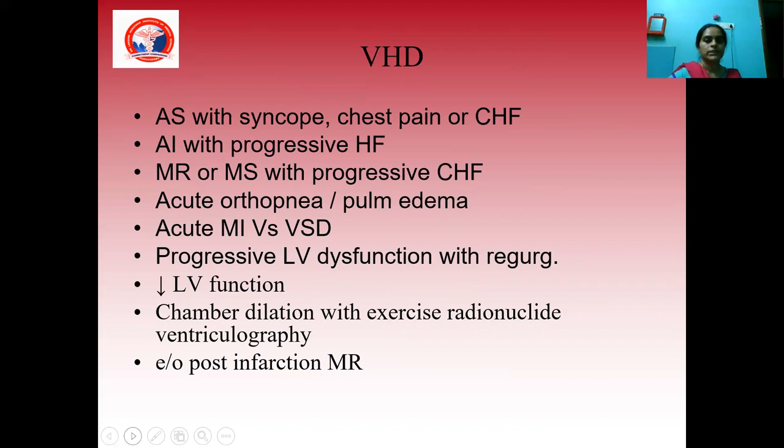Valvular heart disease: aortic stenosis with syncope, chest pain or congestive heart failure, aortic insufficiency with progressive heart failure, mitral regurgitation or mitral stenosis with progressive congestive heart failure, acute orthopnea or pulmonary edema, acute myocardial infarction or ventricular septal defects, progressive left ventricular dysfunction with regurgitation lesions, which decrease the left ventricular function.